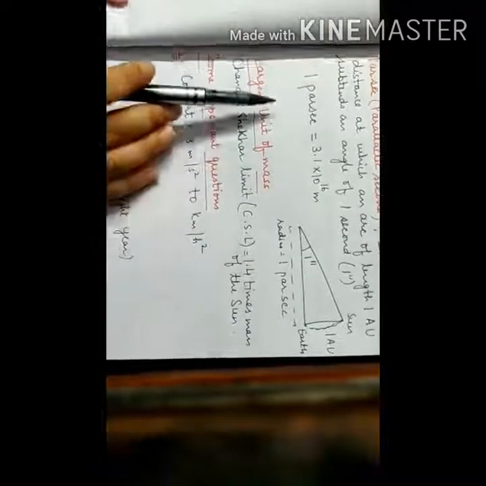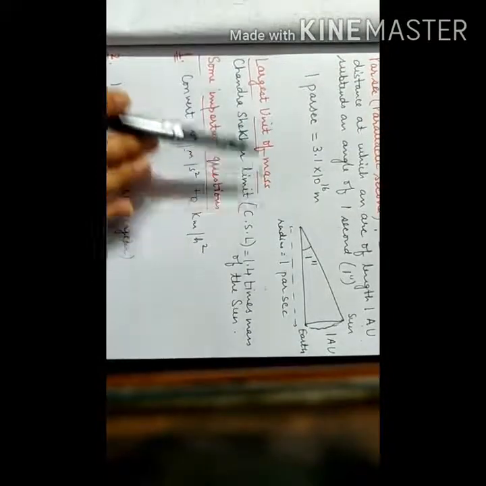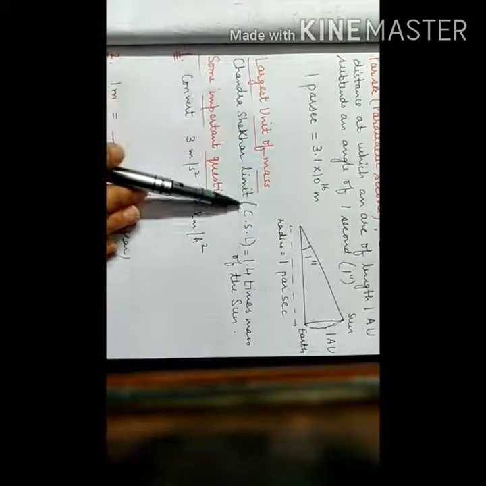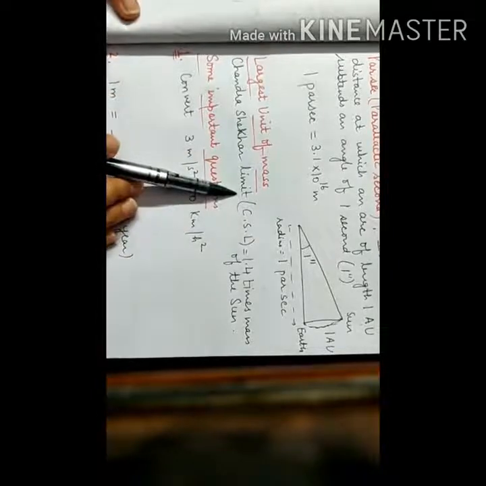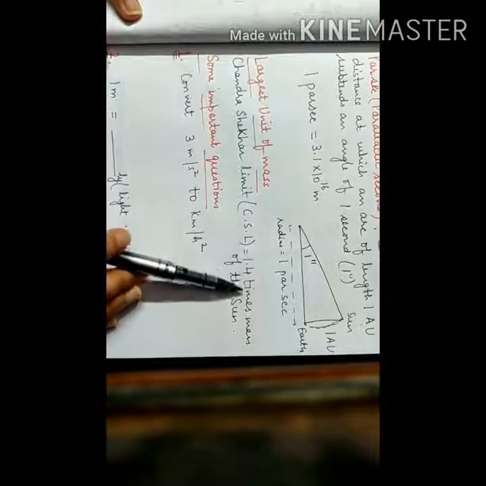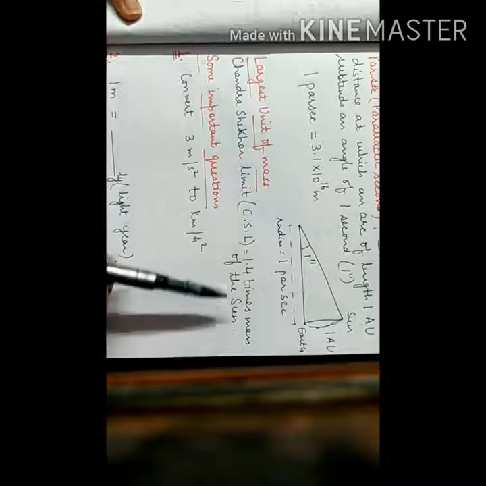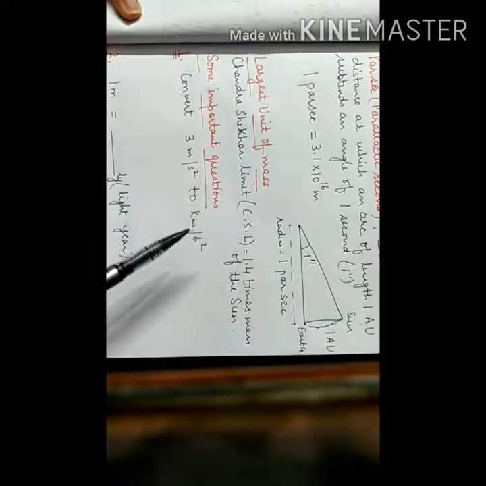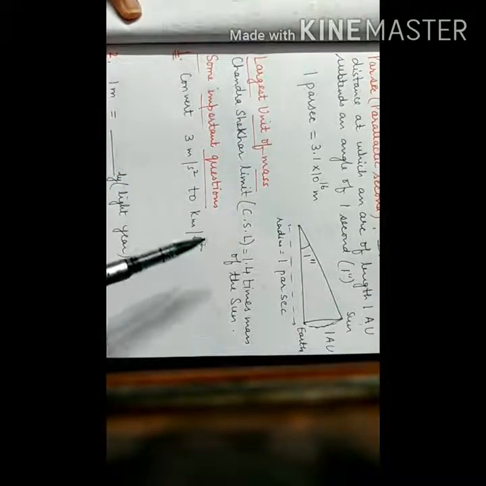meters. Now coming to the next point, it is the largest unit of mass. It is called Chandrasekhar limit, CSL, and 1 Chandrasekhar limit is equal to 1.4 times the mass of the sun. This is the largest unit of mass, that's why we have to learn it.